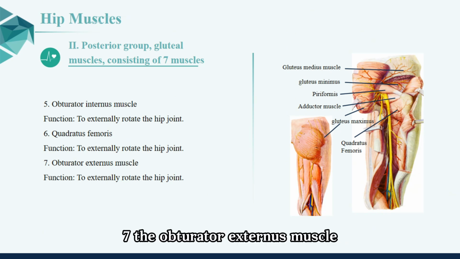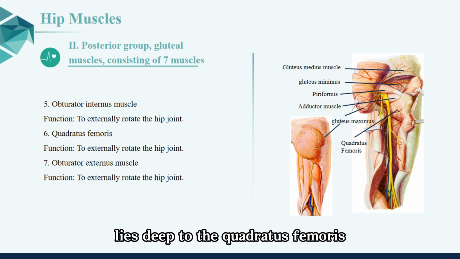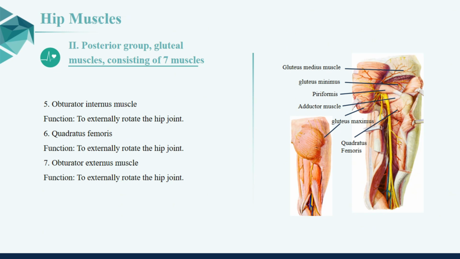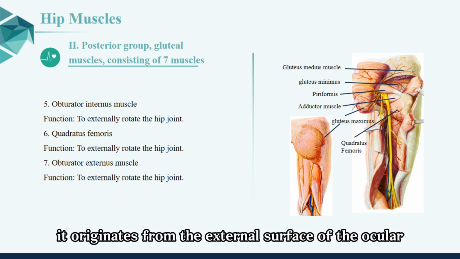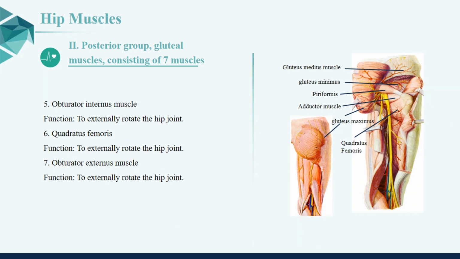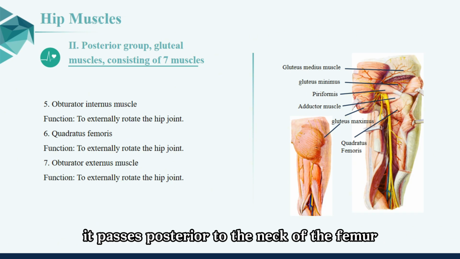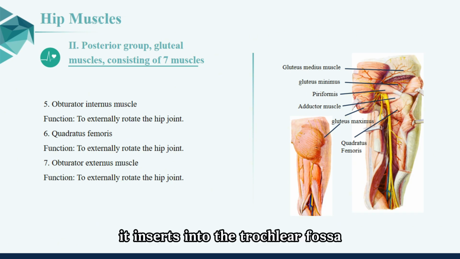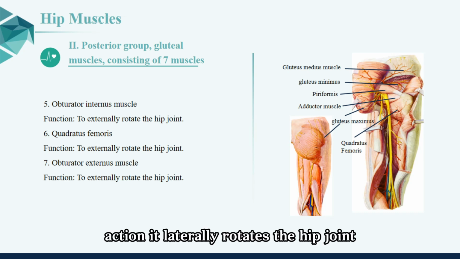7. The obturator externus muscle lies deep to the quadratus femoris. It originates from the external surface of the obturator membrane and the surrounding bony surfaces. It passes posterior to the neck of the femur. It inserts into the trochanteric fossa. Action: it laterally rotates the hip joint.